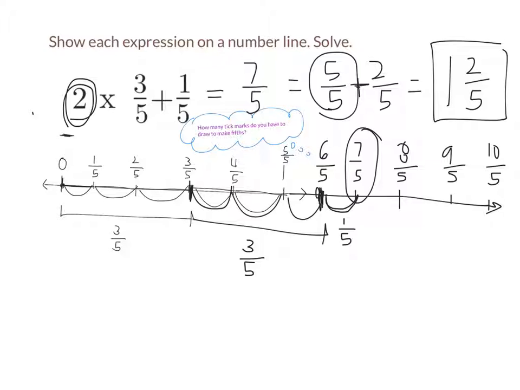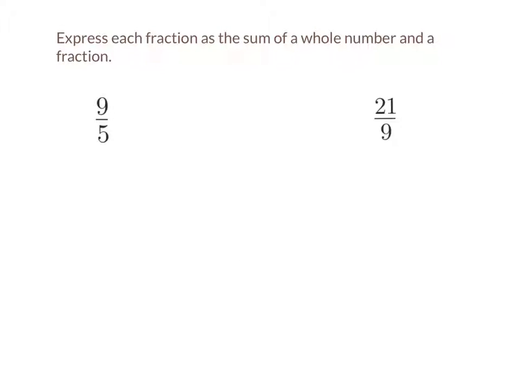Let's take a closer look at some. 9/5 and 21/9 are both improper fractions because do you guys see how the top number, the numerator, is bigger than the denominator? How many fifths would it take to make a whole? 5/5 is a whole. Is 9 more than 5? So do I have more than a whole there? If I take away a whole, which is 5/5, how many fifths do I have left in those 9/5? 4/5. So do you guys agree that 9/5 is the same thing as 5/5 plus 4/5?